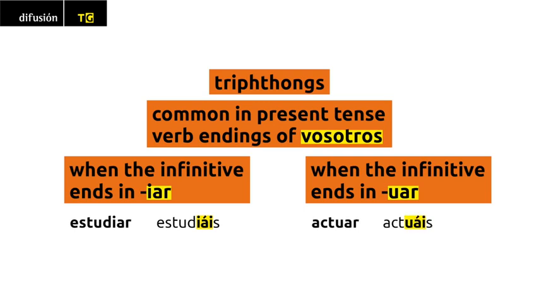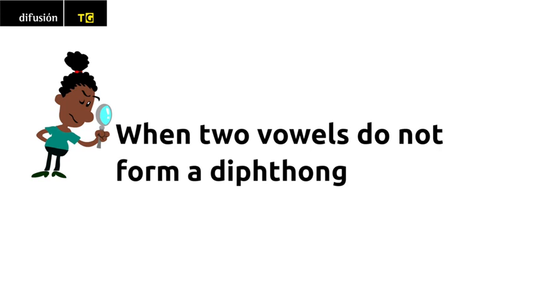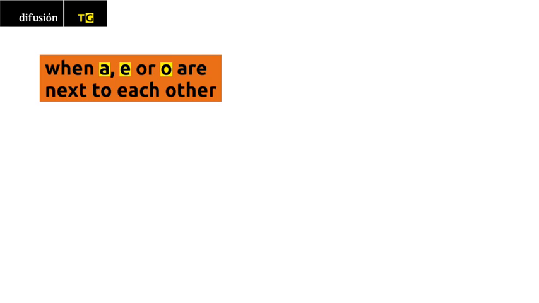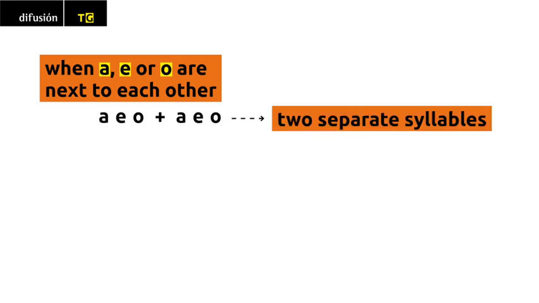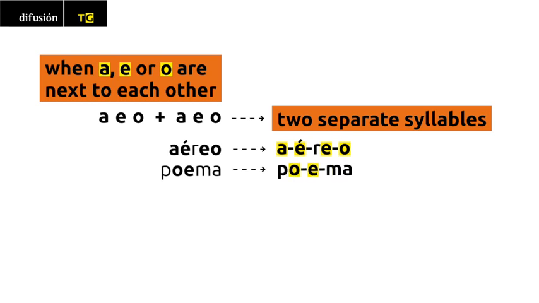When two vowels do not form a diphthong. In Spanish, when a, e, or o are next to each other, they do not form a diphthong and instead belong to two separate syllables. Aéreo. A, e, re, o. Poema. Po, e, ma. Línea. Li, ne, a.